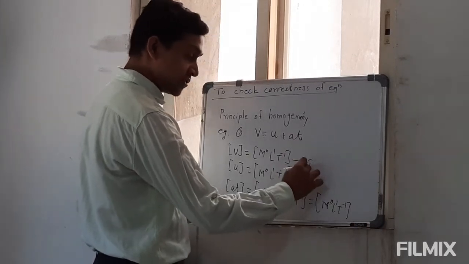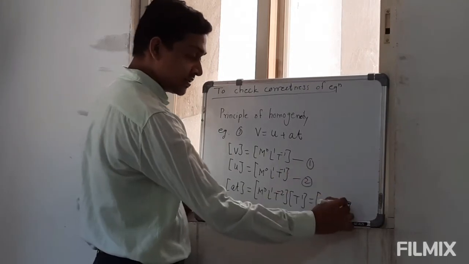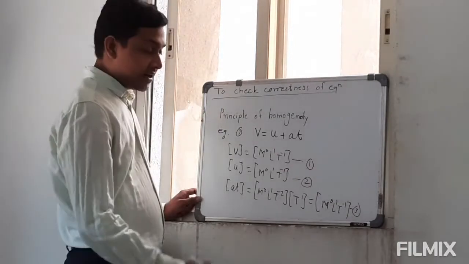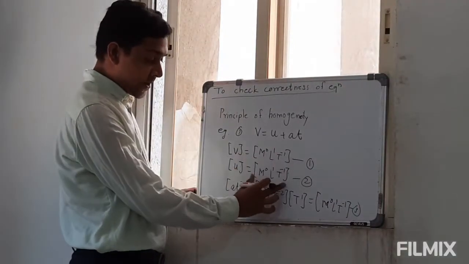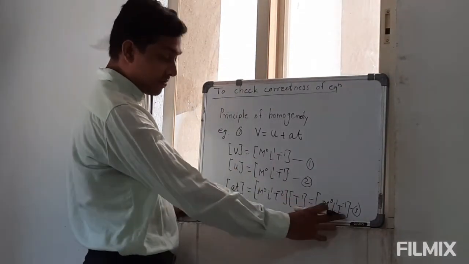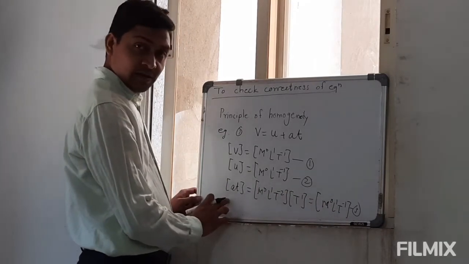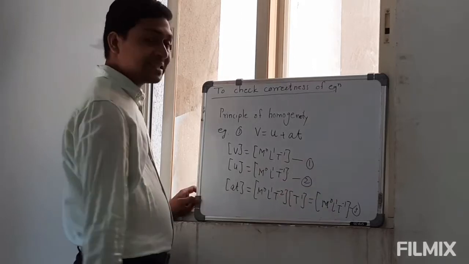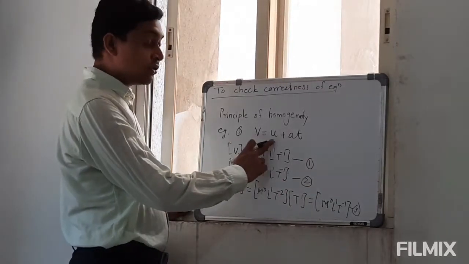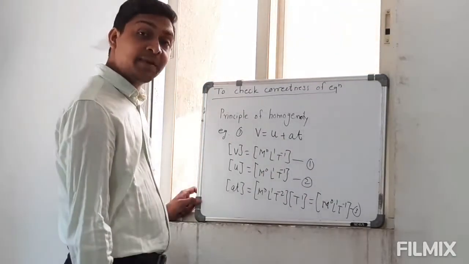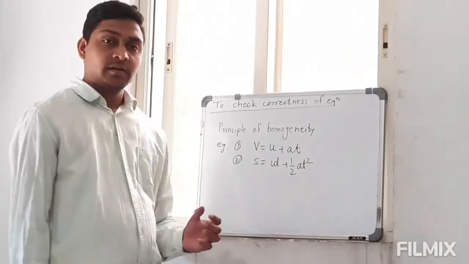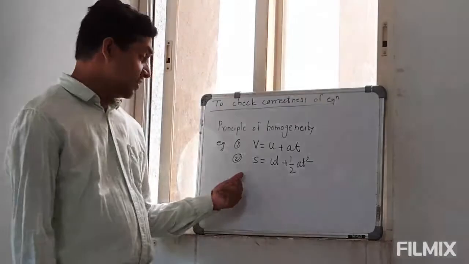So write this as equation number 1, this as 2, this as 3. So from 1, 2 and 3, what did you find? The dimensions for V are the same as dimensions for U, and the same as dimensions for AT. So from 1, 2, 3 we can say that the equation V is equal to U plus AT is dimensionally correct. Now in the same way we can check another equation.